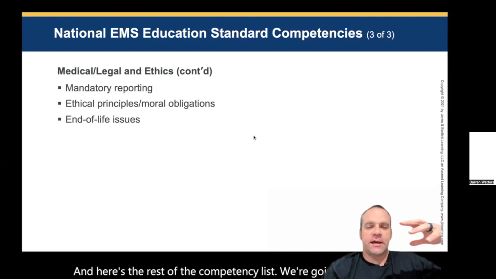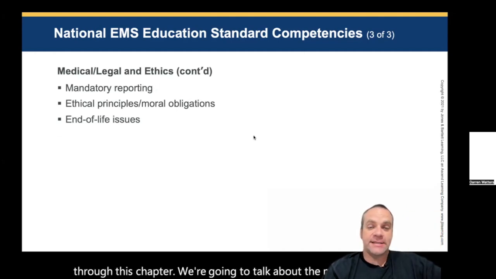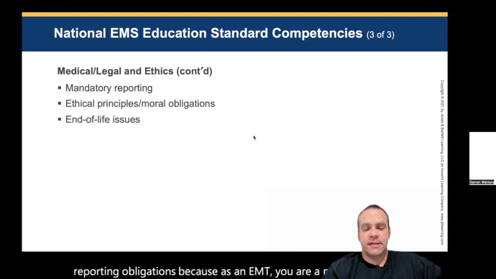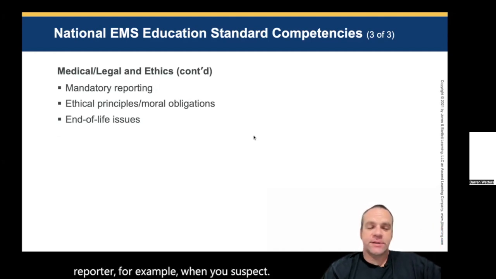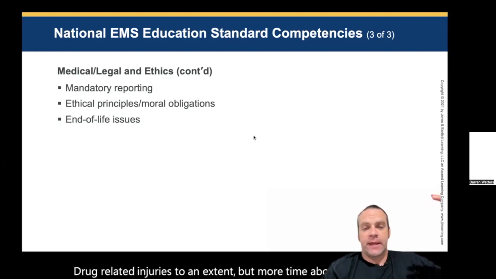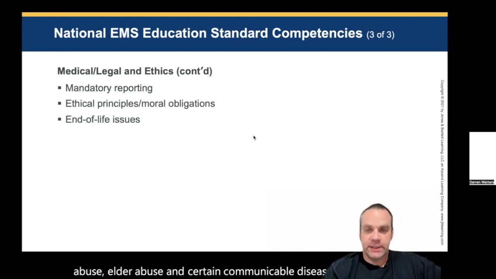We're going to talk about the mandatory reporting obligations because as an EMT, you are a mandated reporter. For example, when you suspect abuse, drug-related injuries to an extent, but more talking about child abuse, elder abuse, and certain communicable diseases, we have to report that as well. Certain types of violent crimes, like shootings.